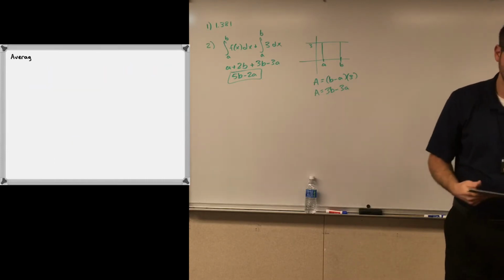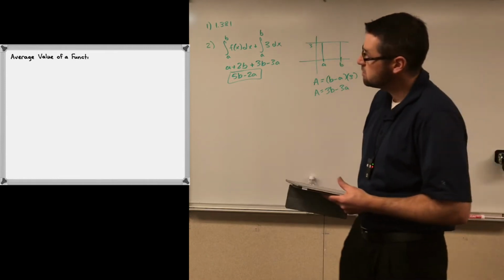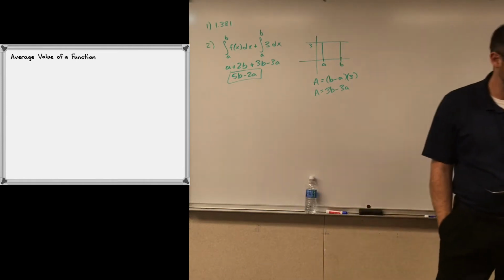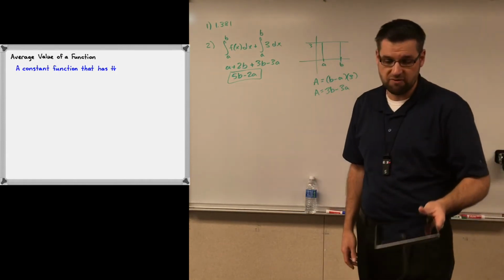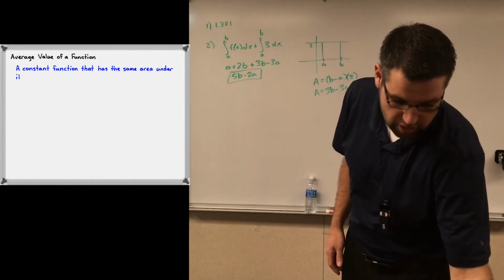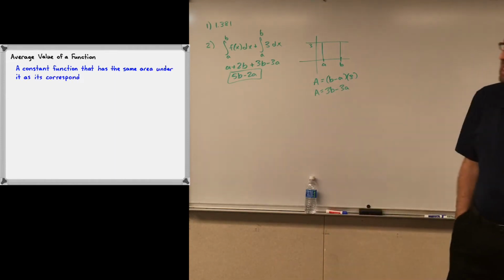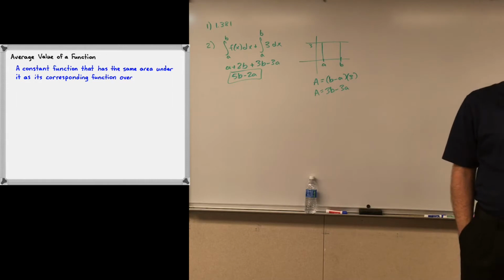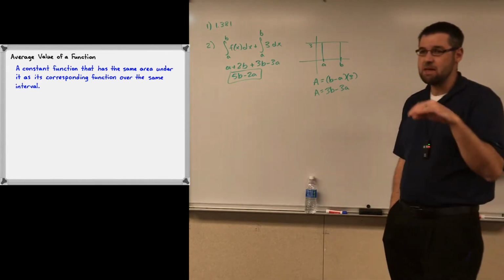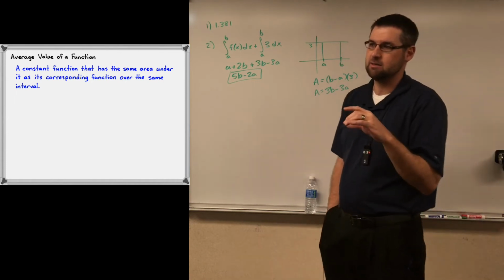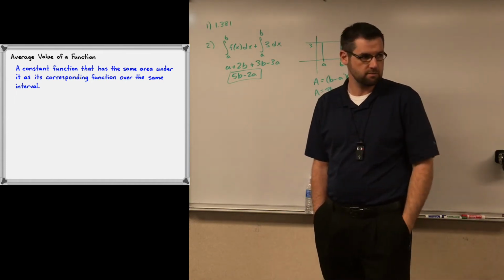Okay, so let's look at it in terms of calculus. Do you need to write this down, or have you already written that down? So the definition of the average value of a function is a constant numeric value that has the same area under it as the curve does.